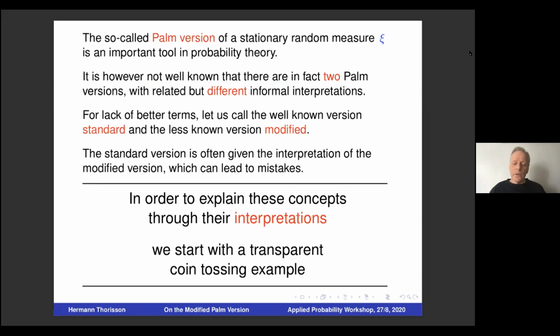So I'm going to explain these concepts through their interpretations, not through the definition of the general Palm version, but through the interpretations to start with. And I will look at coin tosses for at least 10 minutes or even more. Sorry for that.